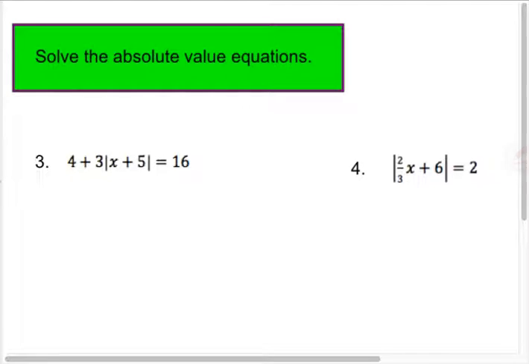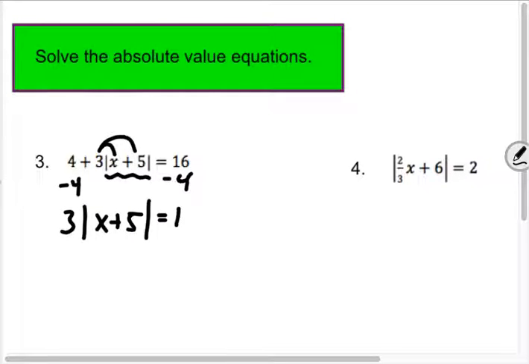Couple steps here. Now, a lot of people might want to distribute here. With absolute value, I don't do that. You always kind of leave your absolute value by itself. Isolate it, get it by itself. So you're multiplying it by 3 and adding 4. So what I would do first here is just subtract 4 from both sides.